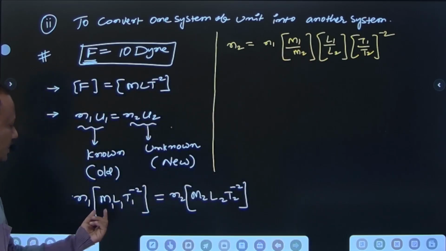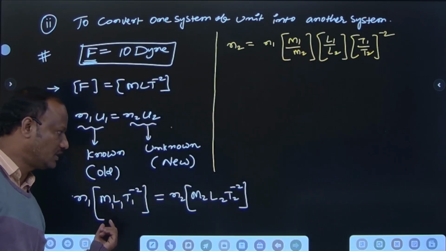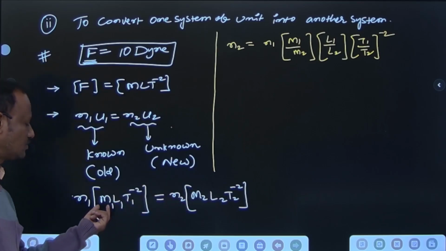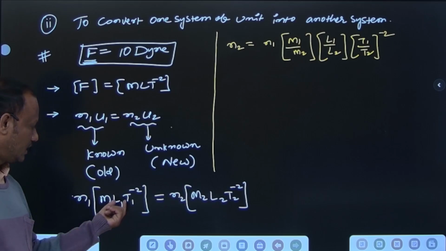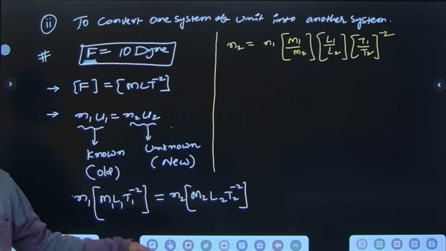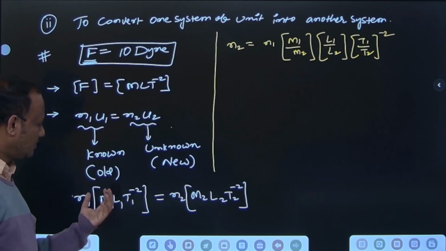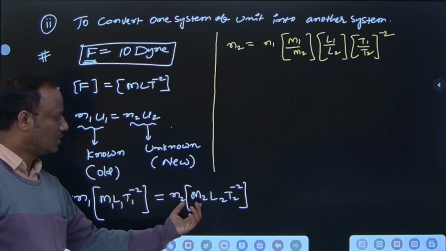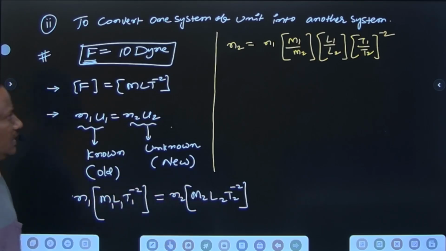If it is given in MKS and asked to convert it to CGS: in MKS, mass becomes what? Kilogram. Length becomes what? Meter. Time becomes what? Second. So from the old system to the new system, from the known system to the unknown system, it can be converted like this.